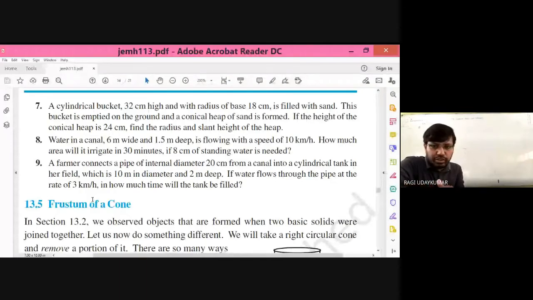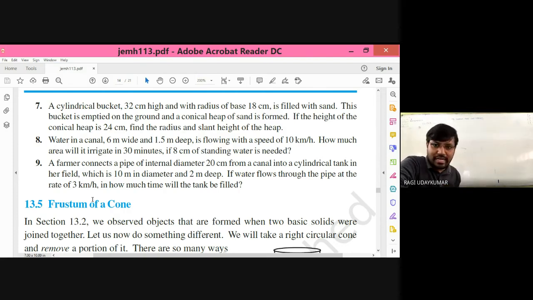First I will explain the question properly. Water in the canal: it is a canal, you have to assume it as a cylindrical shape. Its width and depth are given, but the length is not given to you. But the speed is given: 10 kilometers per hour. In 1 hour it is traveling 10 kilometers, so water is flowing 10 kilometers away. The question gives 30 minutes. In 30 minutes, how much water will flow out from the canal?